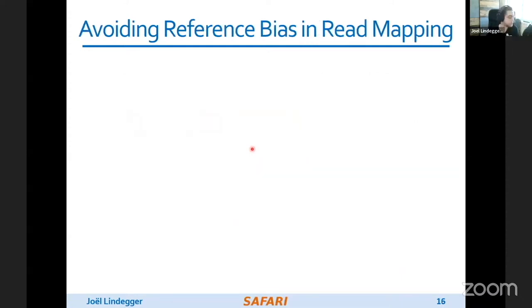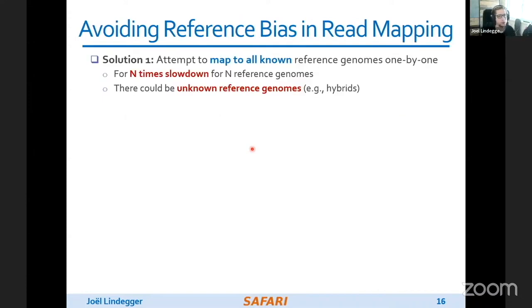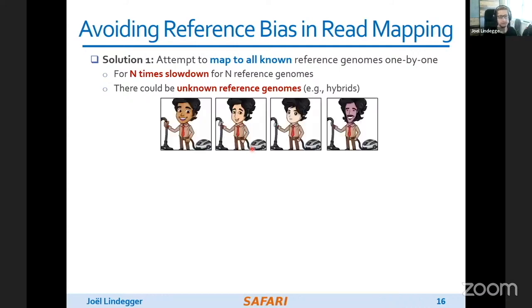Well, a first naive solution perhaps can be to map to all known reference genomes one by one. Now, consider we have n reference genomes. Maybe these are 4 potential vacuum salesmen. That gives you an n times slowdown. And now you get further issues. So there could be unknown reference genomes, hybrids, right? You can't really assume you have a database of every possible reference genome.